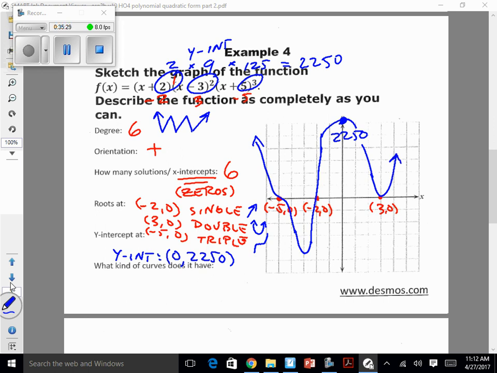The last thing I'm going to write down is they're actually going to ask for the domain and range, which is another thing we hadn't done before, but I'm going to put it down anyway.